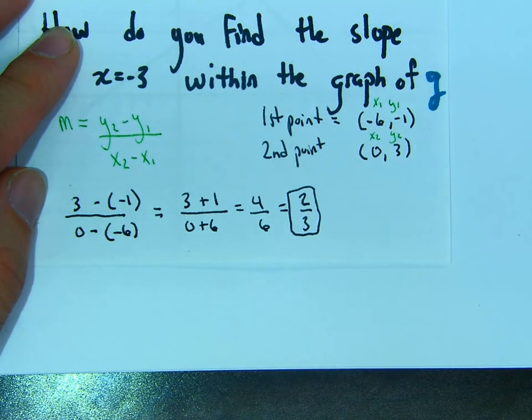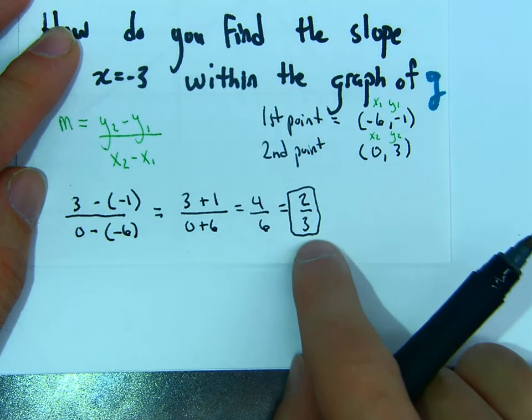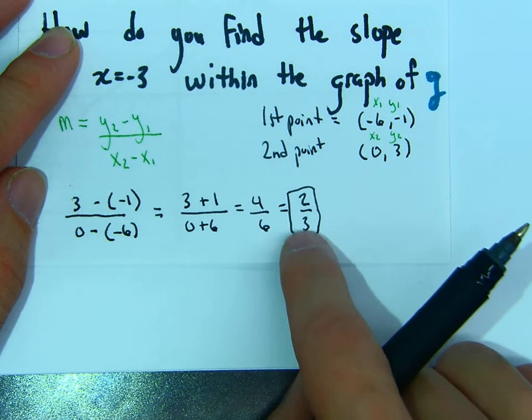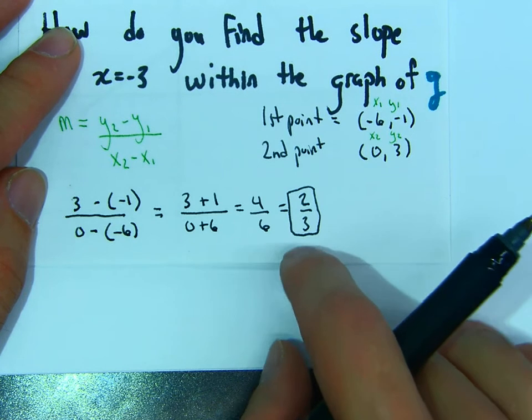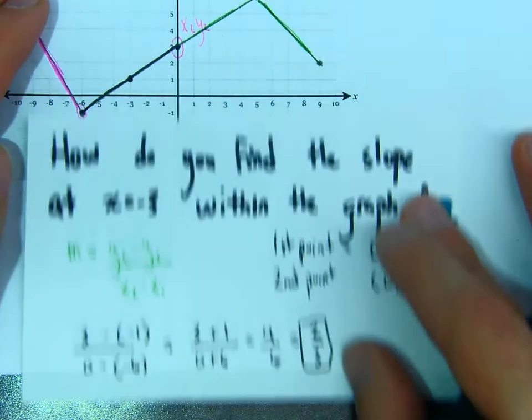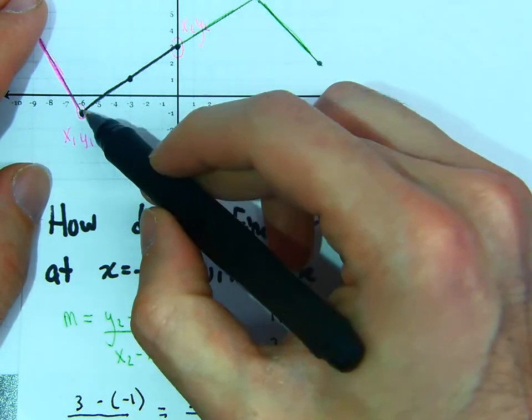Okay, so then this is just 2 over 3. But what does this 2 over 3 represent? Pause the video and think about it. What does this 2 over 3 represent? It represents the slope of this line.